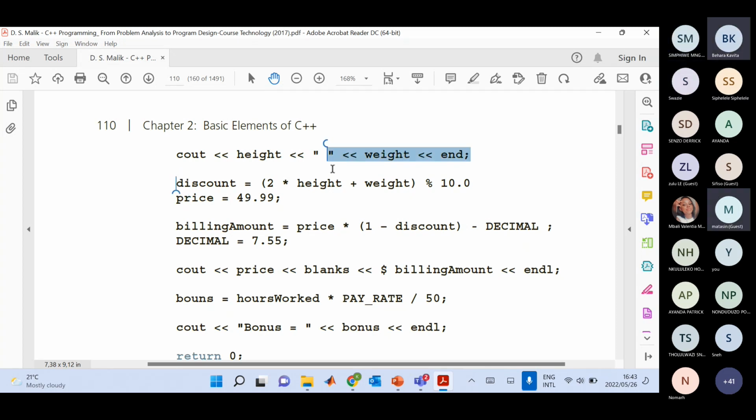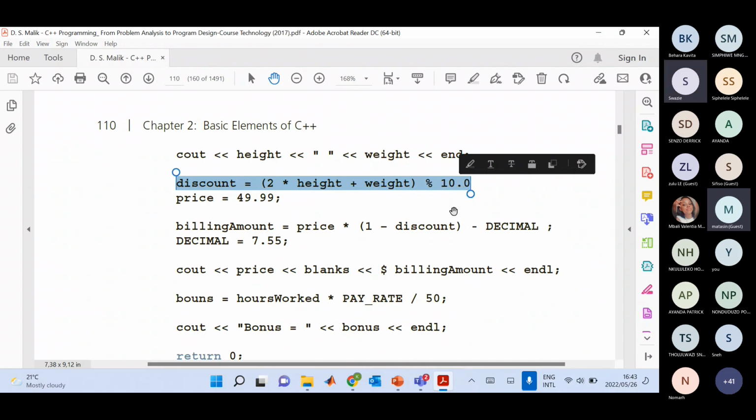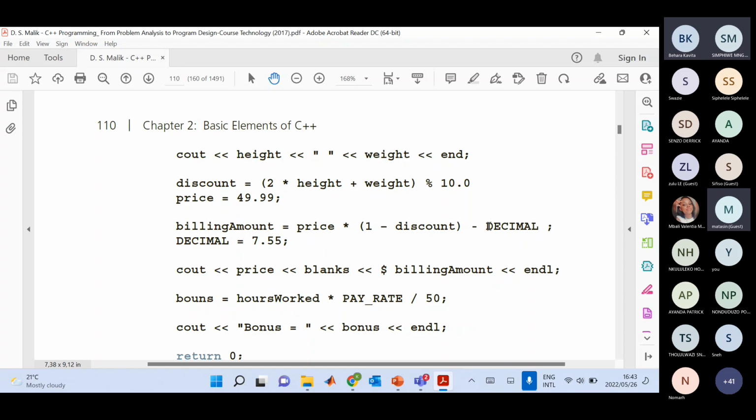Price. In this line, there is, ma'am, a semicolon after color. Price is fine here, right? Billing equals price minus one. There is no mistake here. Why? Decimal is declared as a constant. But this one is a mistake.